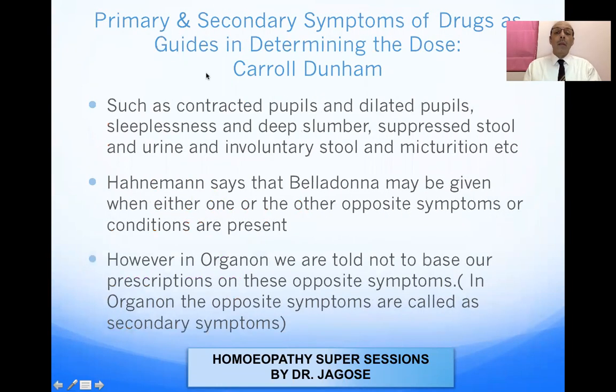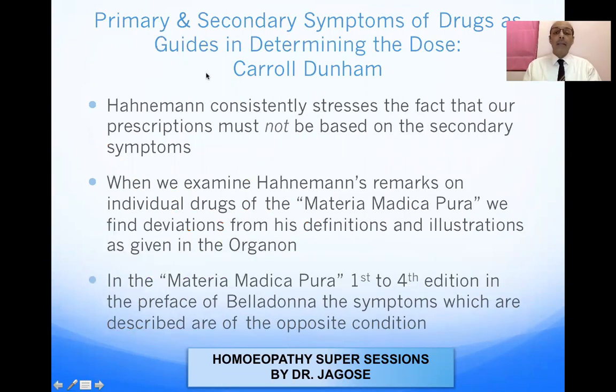So, Hahnemann consistently stresses the fact that our prescriptions must not be based on the secondary symptoms. In the first part, I told you that Dr. Hahnemann and Carroll Dunham say that the primary symptoms are of the utmost importance in order to base a prescription. So Hahnemann, in continuation, stresses the fact that our prescriptions must not be based on the secondary symptoms.